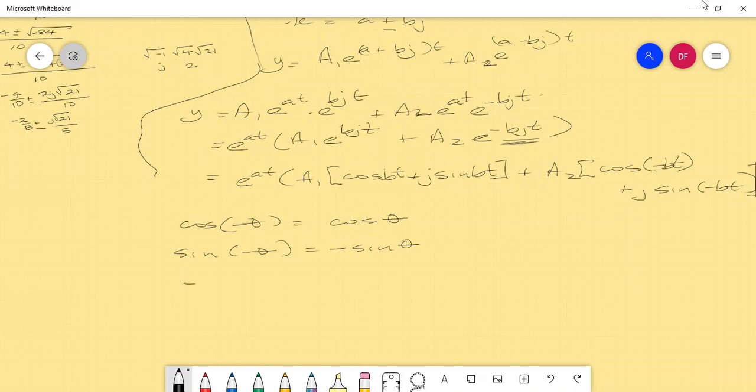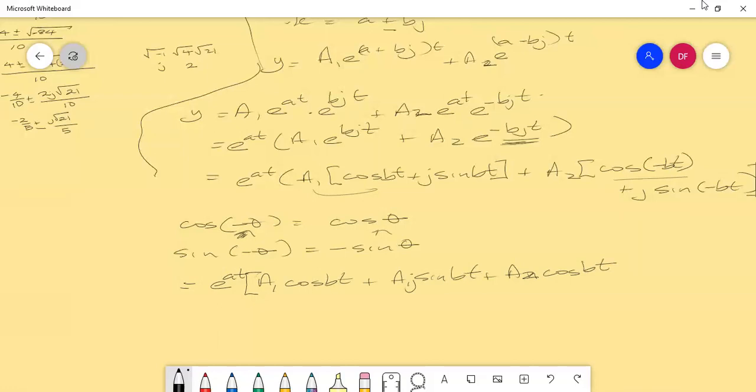We're getting to the point of the whole exercise. It's a simple point. So this now is a1 cos bt plus a1 j sin bt plus a2. Now we have cos minus bt, and cos of a negative number is the same thing as cos of the number. So I'm going to write a2 cos bt, because cos of minus bt and cos of bt work out to the same.